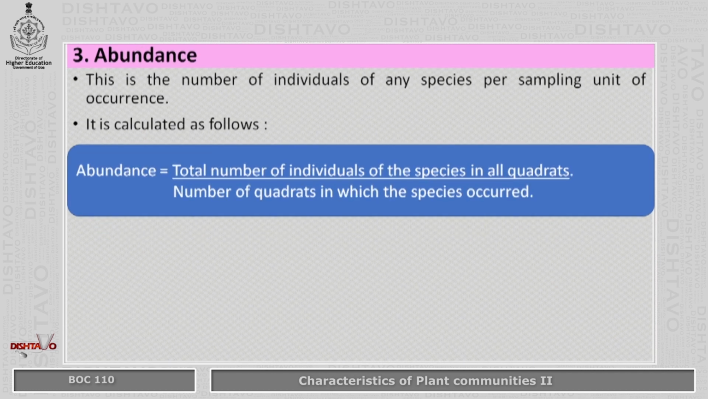Third is abundance. It is the number of individuals of any species per sampling unit of occurrence. It is calculated as follows. Abundance is equal to the total number of individuals of the species in all quadrats divided by the number of quadrats in which the species occurred.